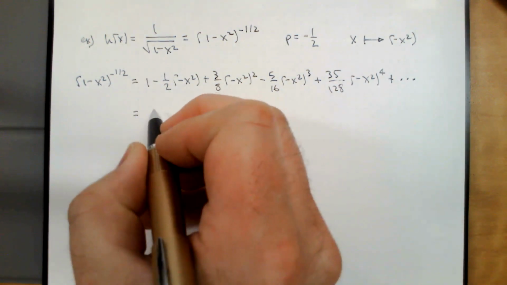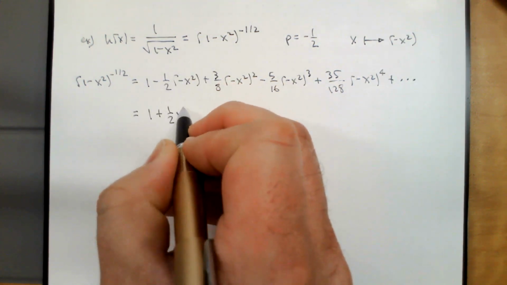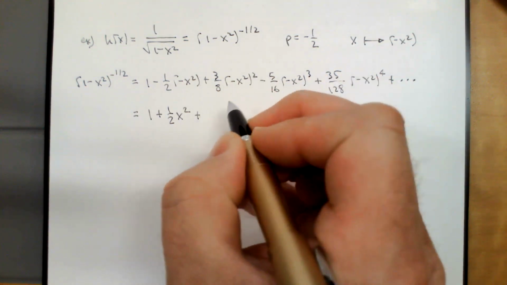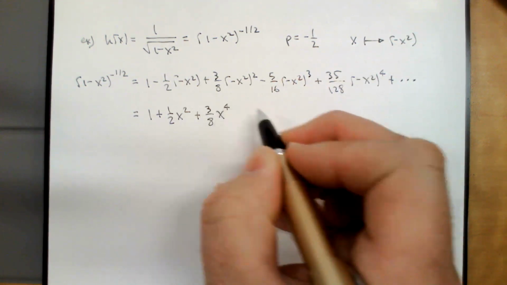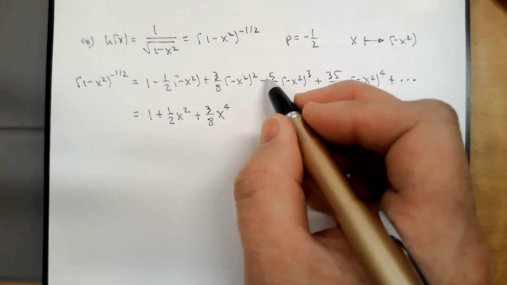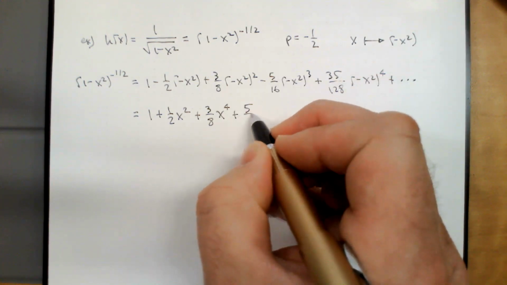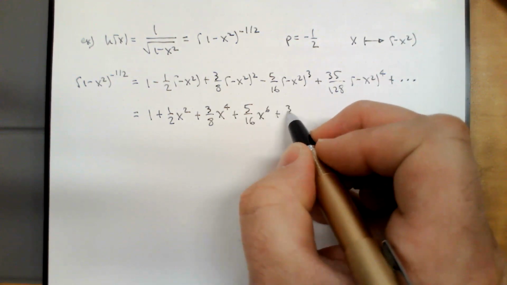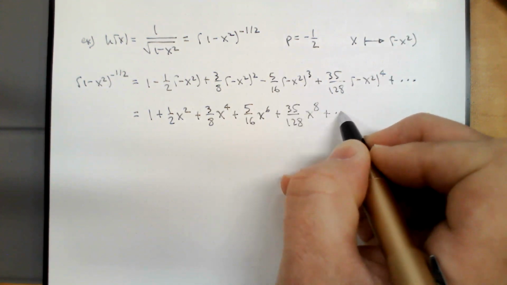And then we can just simplify. Now this is going to be a plus 1/2 x squared. This negative gets squared, so it becomes plus 3/8 x to the 4th. This negative gets to the third power, which is negative, times a negative makes it positive. And then we'll have 5/16 x to the 6th. And then plus 35/128 x to the 8th, and so on.